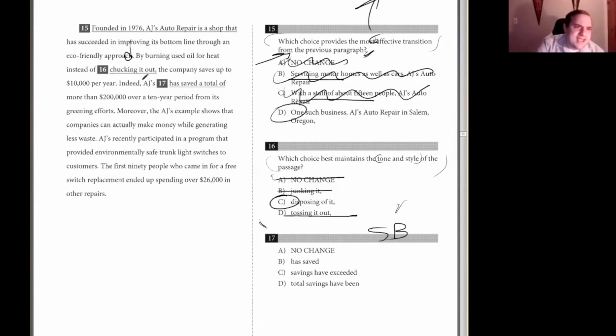So indeed, AJ's has saved a total of more than... Yeah, okay. So all of these say the exact same thing. But this is just by far the shortest way of saying it. By leaps and bounds, that's the most efficient way of expressing that idea. So that's the answer. This is absolutely a shortest is best question. Yeah, because all of them do say the same thing. They're just using unnecessary words to do it.